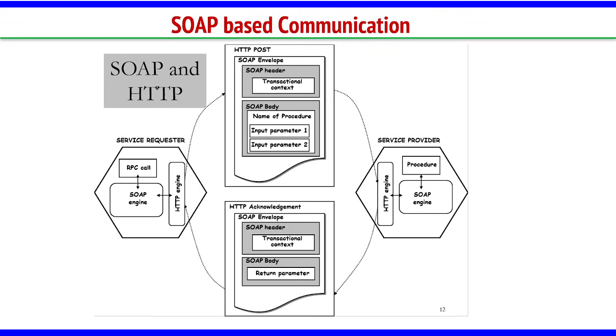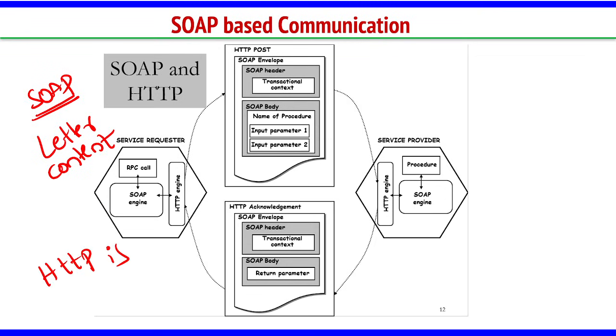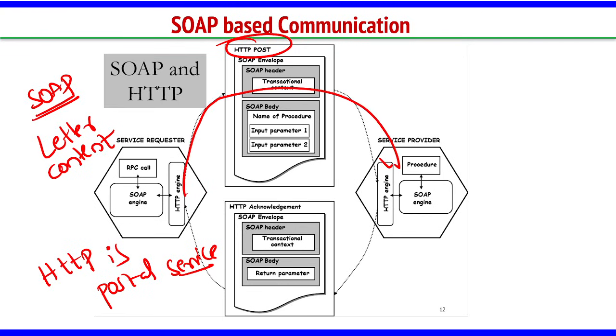In simple terms, let me explain. See, SOAP is the letter content. I am writing a letter, right. So, that is my SOAP message. The letter content is my SOAP message, and HTTP is the postal service. I write a letter, and the postal service is the one which actually carries it to the destination. So, that is my HTTP. It will carry my message, the letter, to the provider.